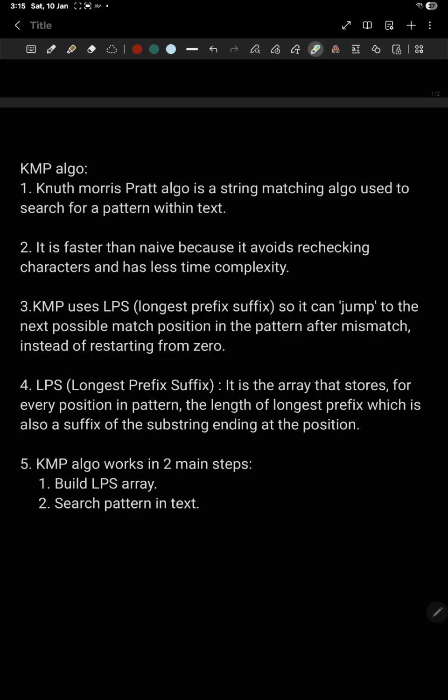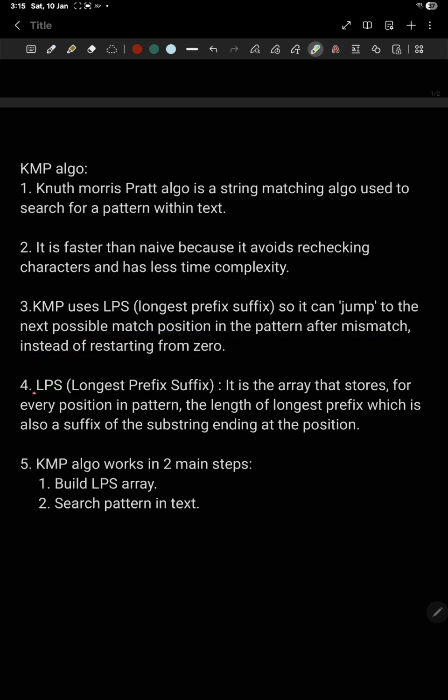Okay, so the third point is it uses LPS, the main part of the KMP algorithm, so that it can jump to the next possible match position in the pattern after a mismatch. It avoids rechecking every character. And the second point is that it directly jumps in the pattern after a mismatch instead of restarting from zero.